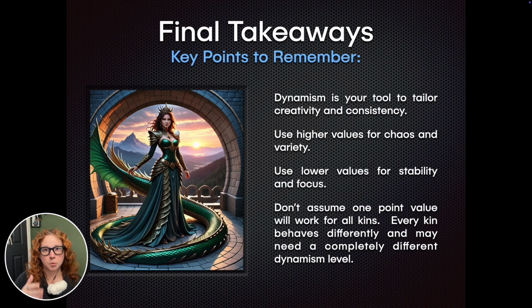Because some kins will have a higher baseline or default that lets them be creative while still maintaining their personality and adhering to their backstory. It's different for each one. Use higher values for chaos and variety. Use lower values for stability and focus.